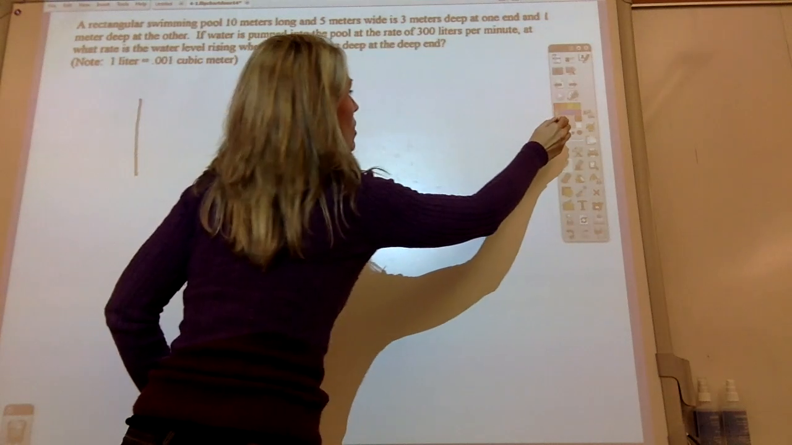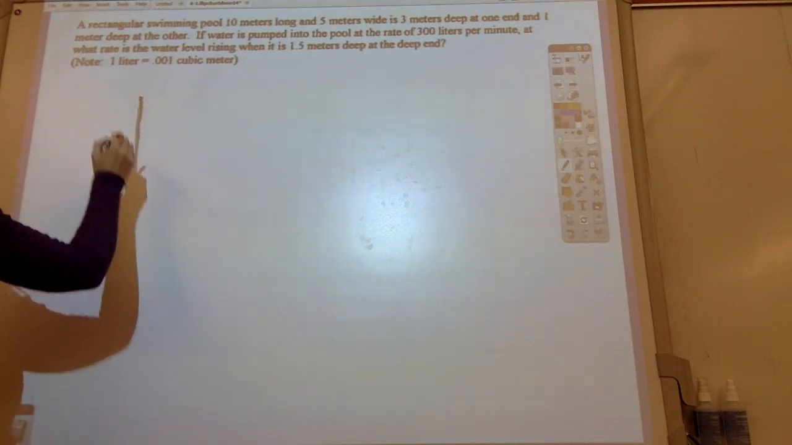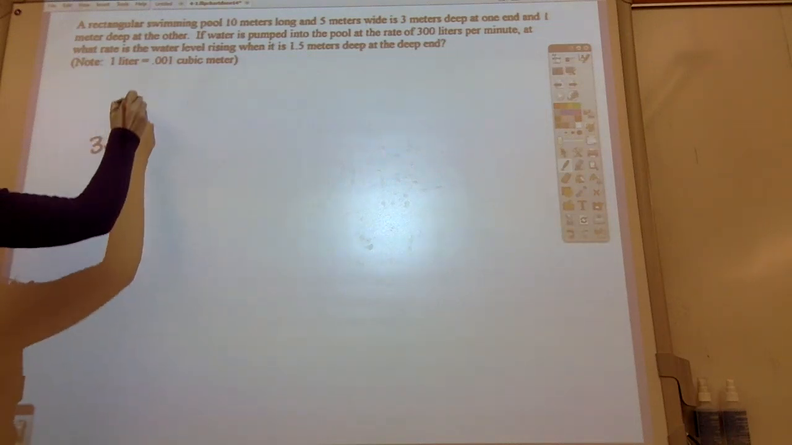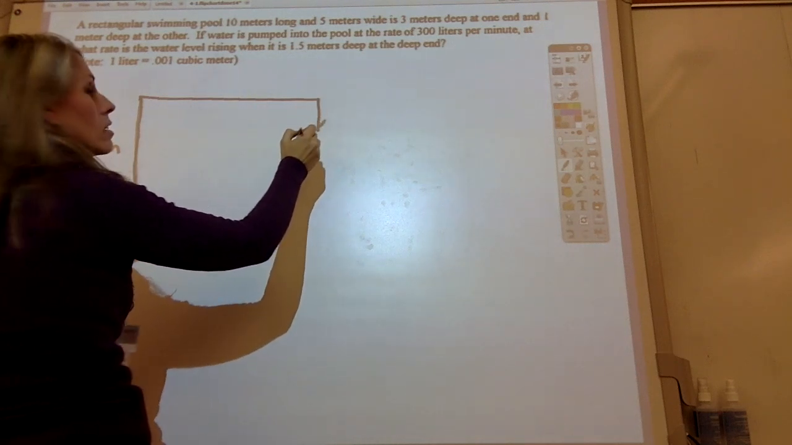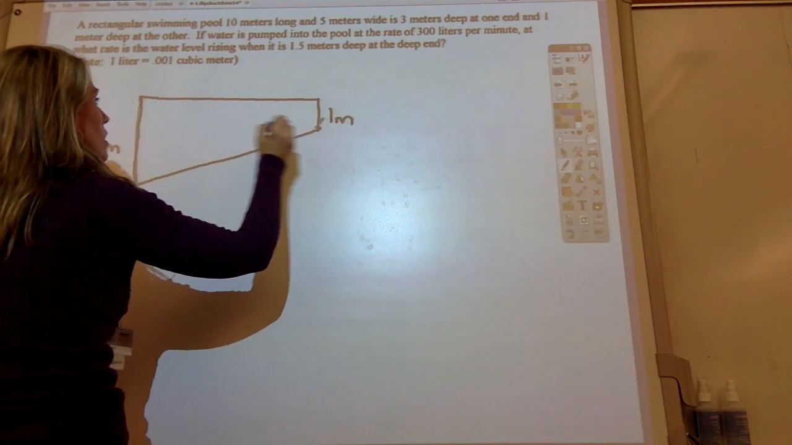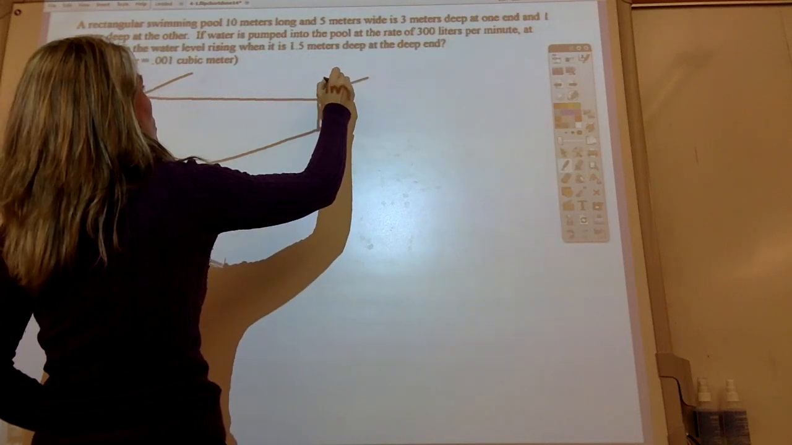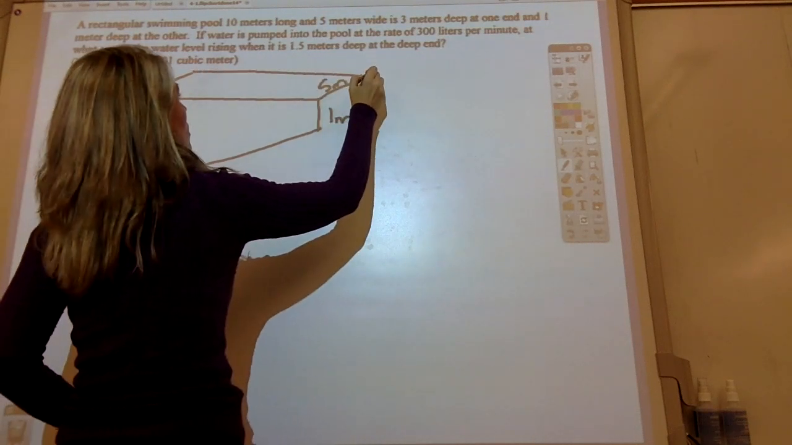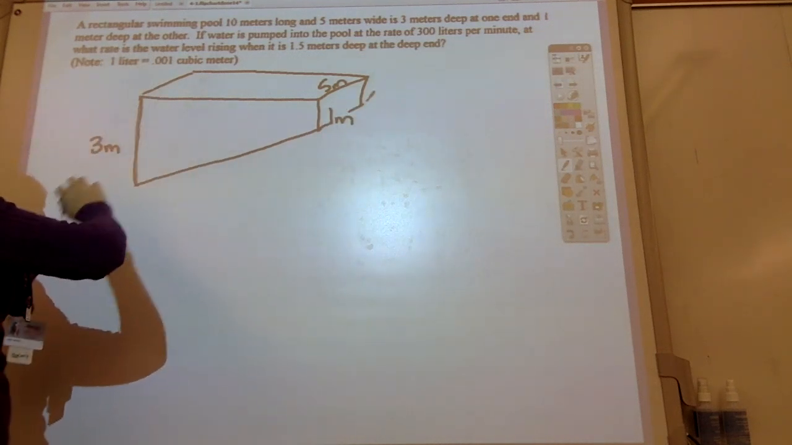I think I'm going to make this black for now. I'll change things to blue. This one's 3, right? The deep end is 3 meters. The shallow end is 1. And how far back does it go? 5. And how far across does it go? 10.